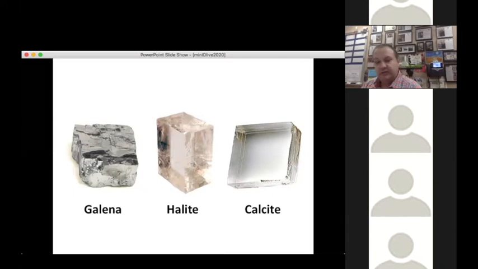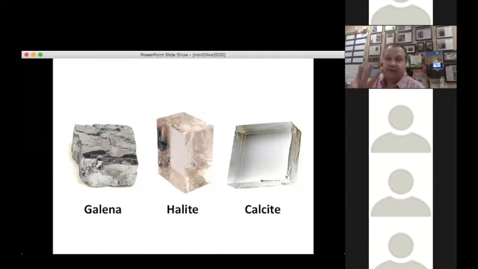Yesterday, I asked you to look up information, facts about 3 minerals. The 3 minerals that I gave you were halite and galena and calcite. You can see them on your screen as well. Very pretty. Now, these minerals have some things that are the same about them. We say they are in common with.